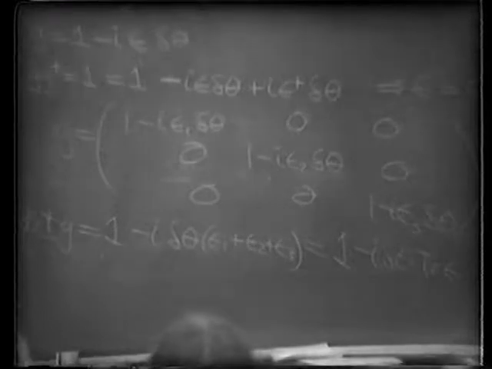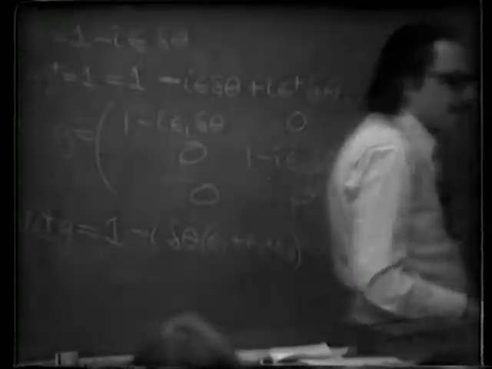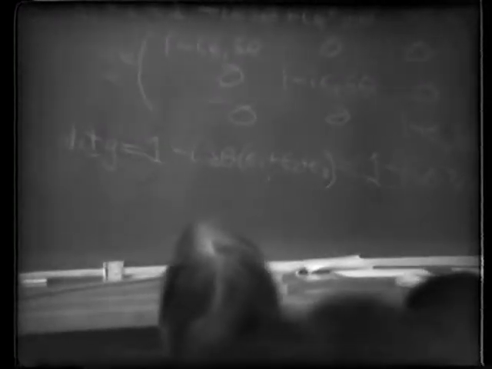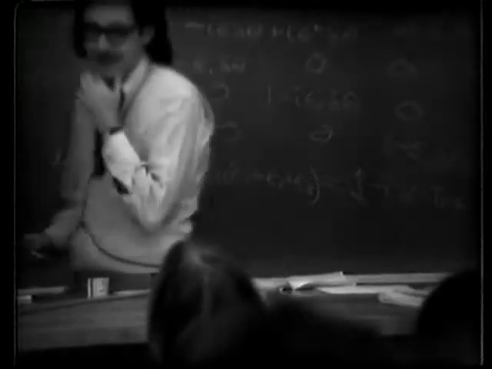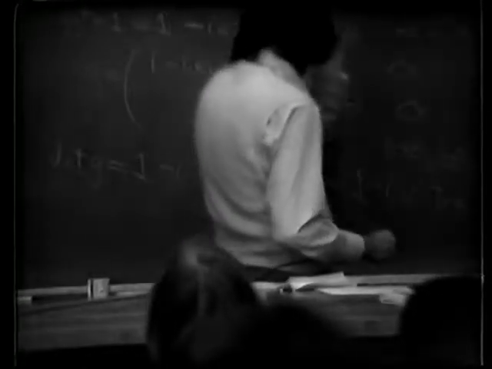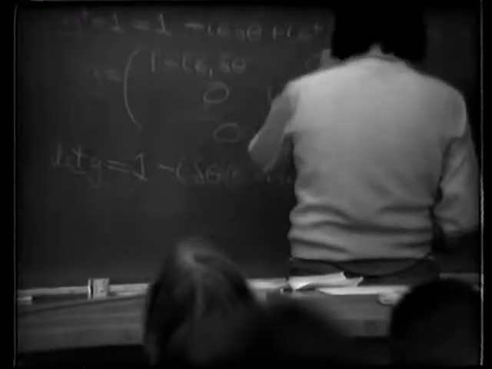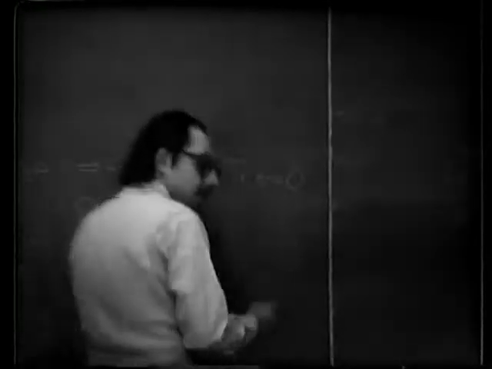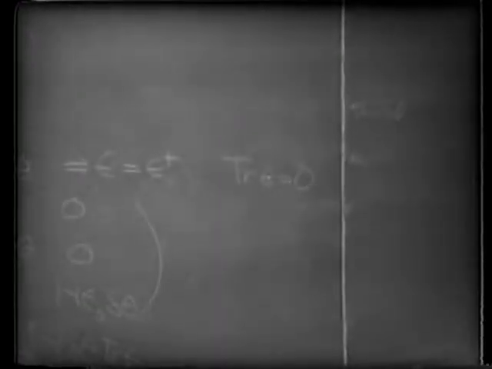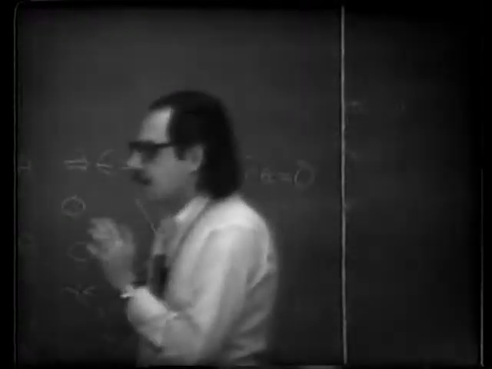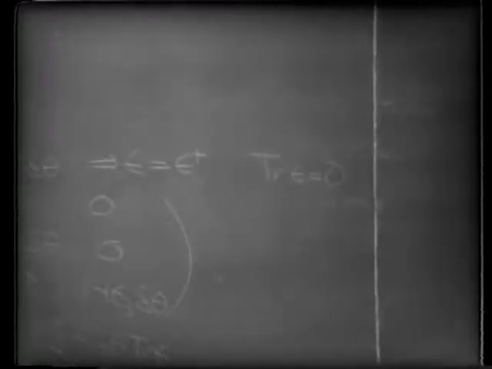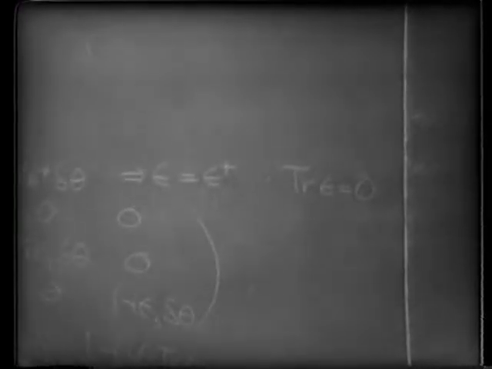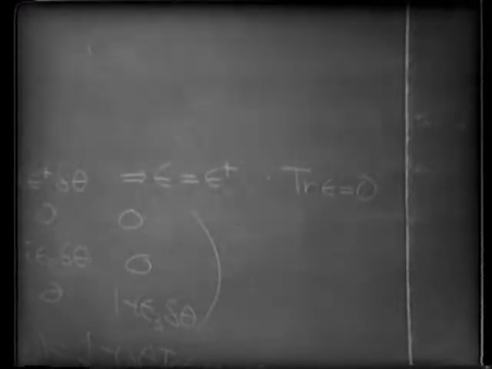The last form writes it in a way that is frame independent. The fact that I computed the determinant in the coordinate basis in which epsilon is diagonal is now irrelevant, since the trace is independent of what coordinate basis I use. Therefore, since determinant G is always supposed to be equal to 1, trace epsilon equals 0. Thus, an infinitesimal SU3 transformation is characterized by a traceless 3x3 Hermitian matrix. Yes?